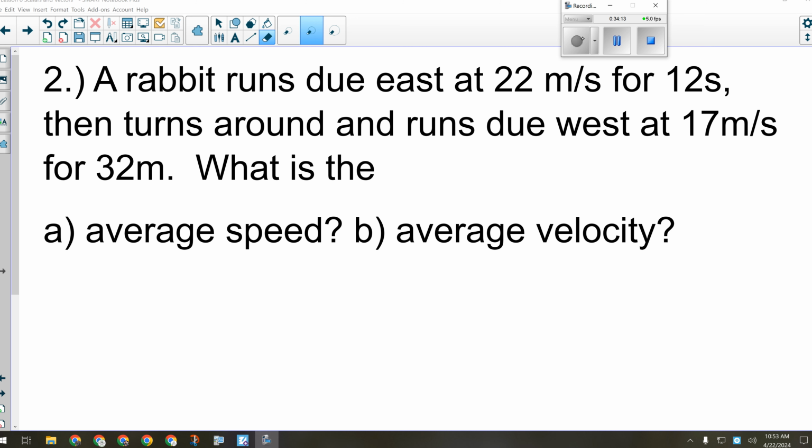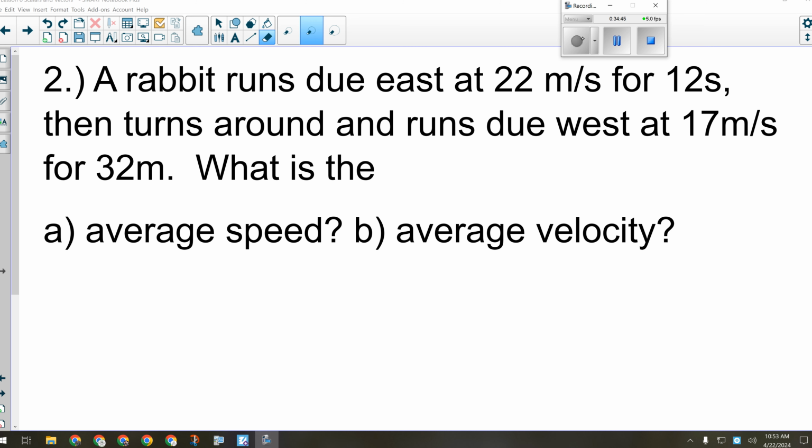All right, so this is a very similar question. We have a rabbit who runs due east at 22 meters per second for 12 seconds, then turns around and runs due west at 17 meters per second for 32 meters. We're looking for the average speed and the average velocity. Now this one does involve a little bit of other math that we didn't have to do in the last question, but it's not anything we haven't done. It's just V equals D over T stuff.